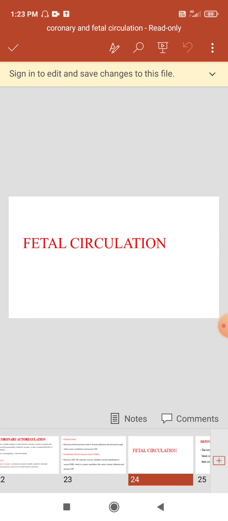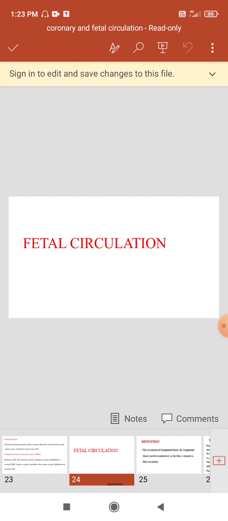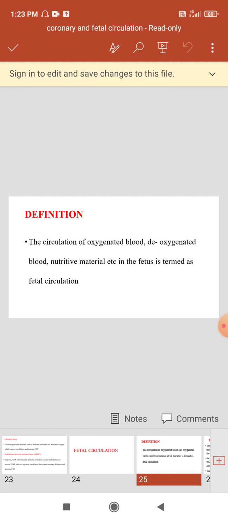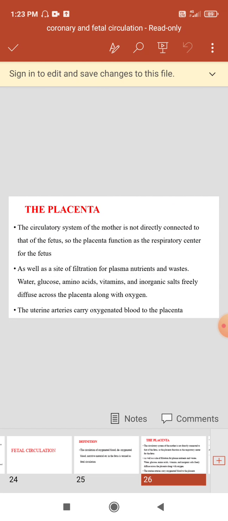Next we'll see the fetal circulation. Fetal circulation, a small definition: the circulation of oxygenated blood, deoxygenated blood, nutritive material, etc. in the fetus is termed fetal circulation. The placenta: the circulatory system of the mother is not directly connected to that of the fetus. So the placenta functions as a respiratory center for the fetus, as well as a site of filtration for plasma, nutrients and waste. Water, glucose, amino acids, vitamins and inorganic salts freely diffuse across the placenta along with oxygen.